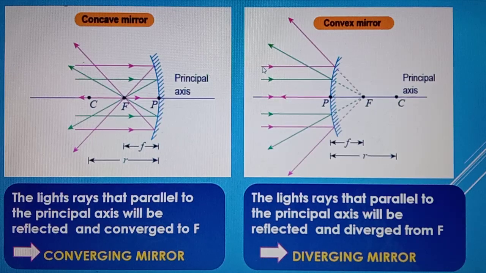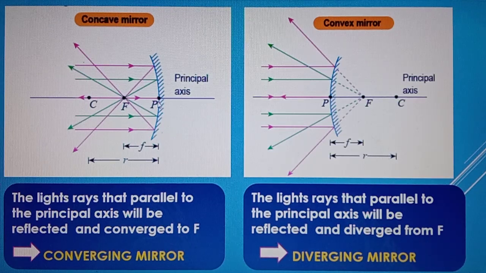Okay, so for this convex mirror, the light rays that are parallel to the principal axis will be reflected and diverge from F. That's the reason why we call this convex mirror a diverging mirror. Okay, now let's look at the symbols here.